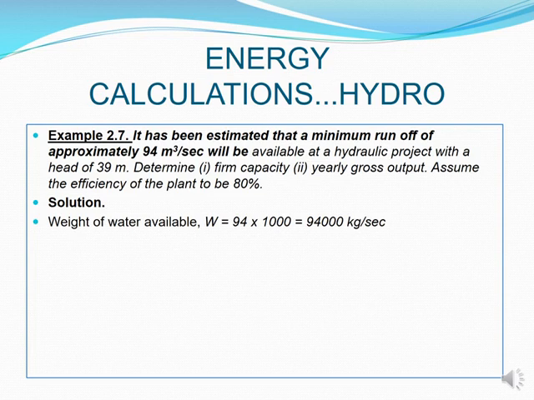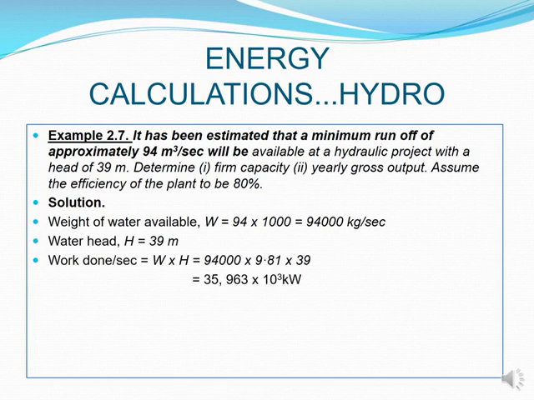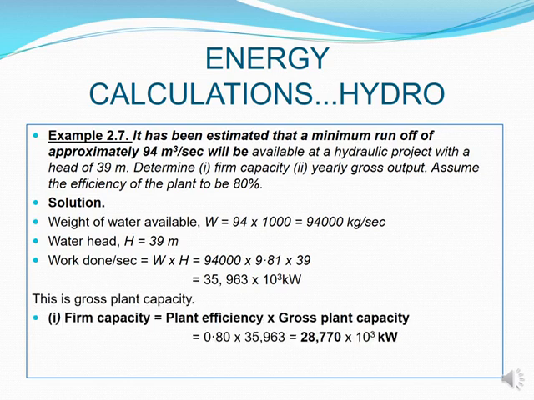So we start again by the weight of your water that is available, which is going to be the 94 cubic meters per second, multiplied by the 1,000. Remember, we said 1 mass of water is equal to 1,000 kilograms, so we get that to be kilograms per second. Then we know that the water head was given to us as 39. So our W times H is what we got, times your gravitational force times the 39, which is going to give us that 35.963 times 10 to the 3 kilowatts.